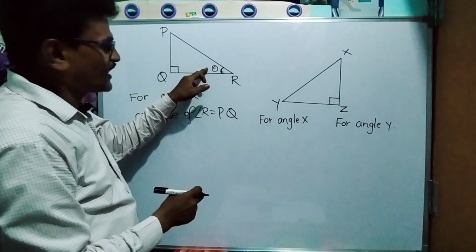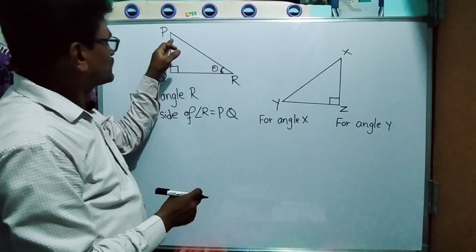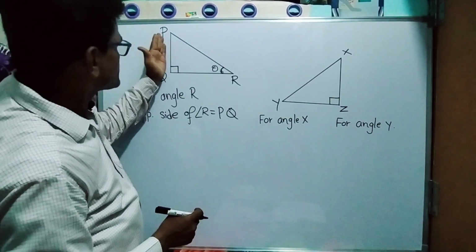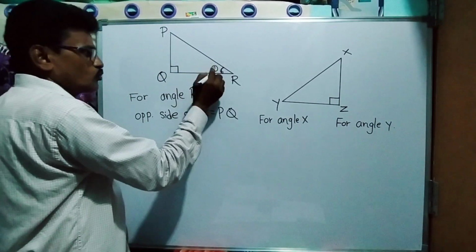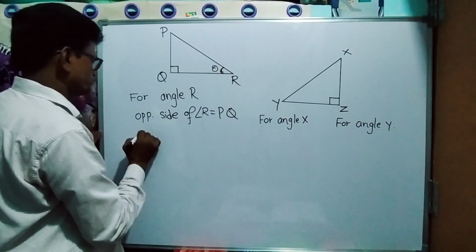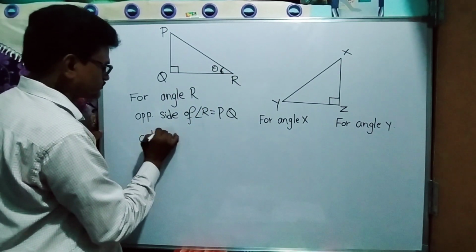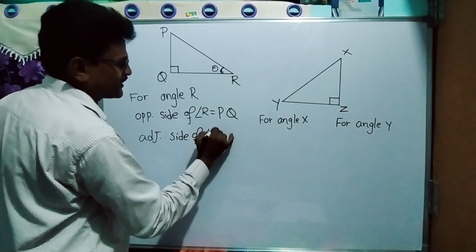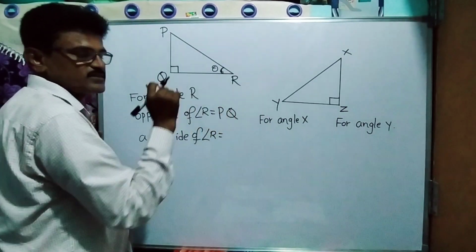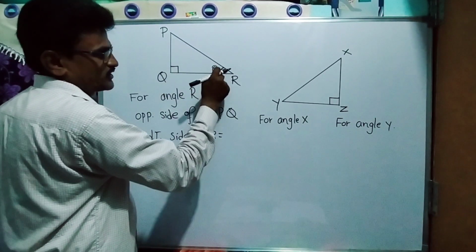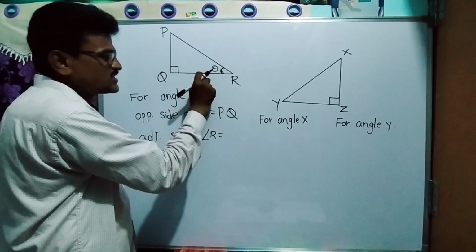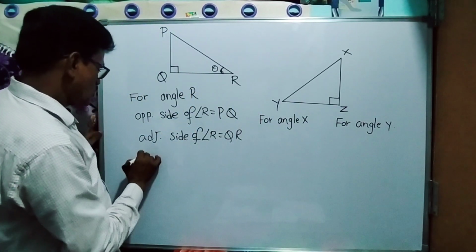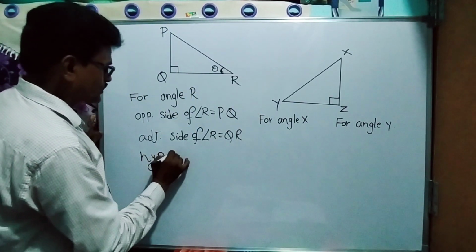If you change theta, instead of here, if you take theta this one, this is the opposite side. This is the adjacent side. Now we are taking theta as angle R. Now what is adjacent? I told you already, adjacent side means just the nearby side. So for theta, the very nearby side is QR. That is the adjacent side.